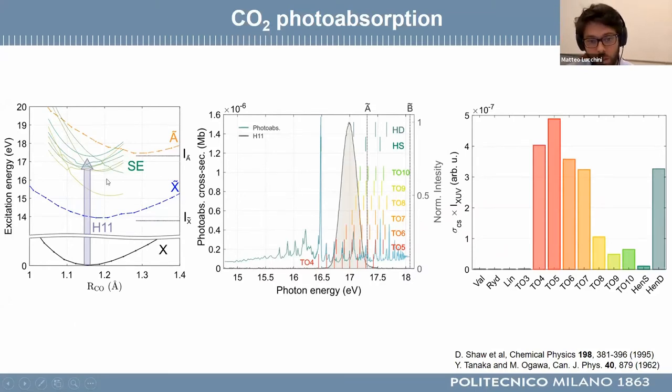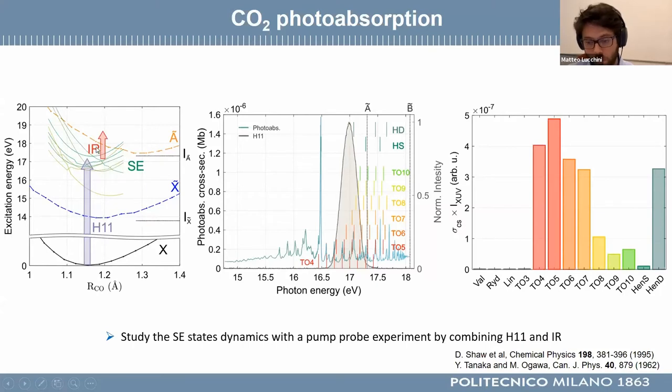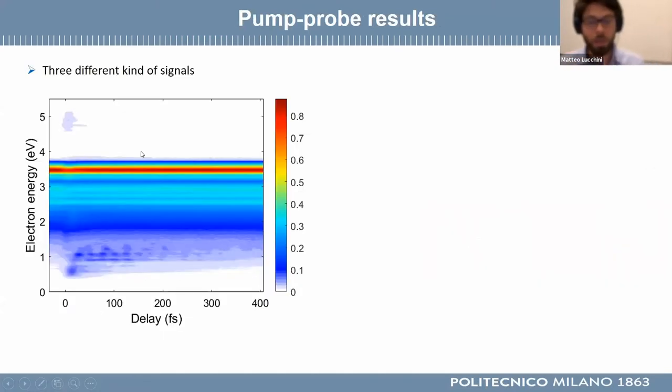So the idea would be to populate these states, then come with one IR photon in a pump-probe experiment and ionize the molecule and see what we get. This time, not in photoion, but in photoelectron signal, actually. And this is the trace you get if you scan the photoelectron signal using harmonic 11 and a short IR pulse.